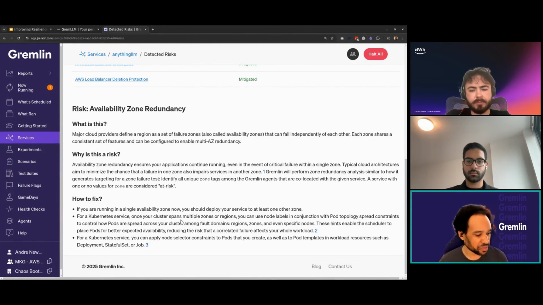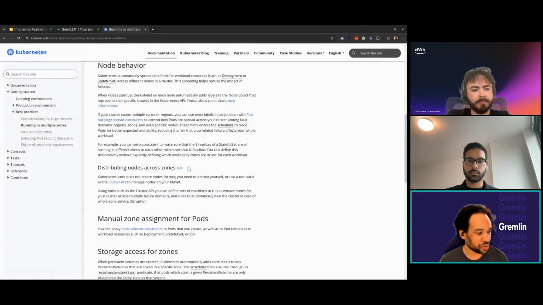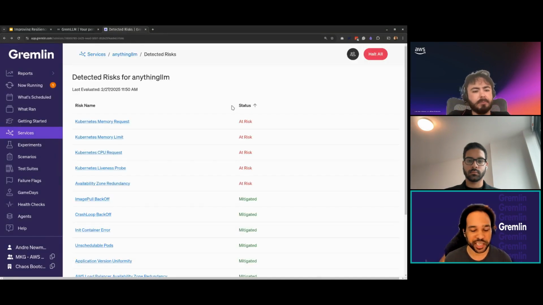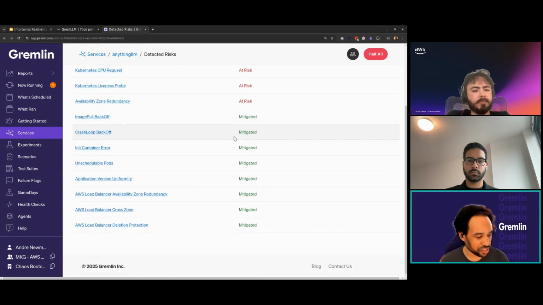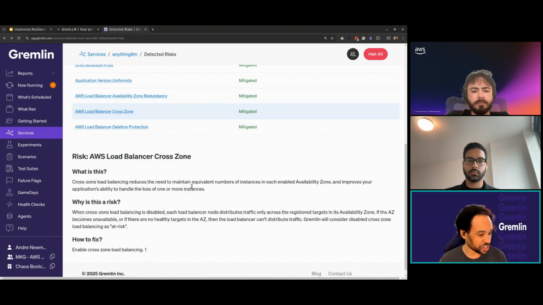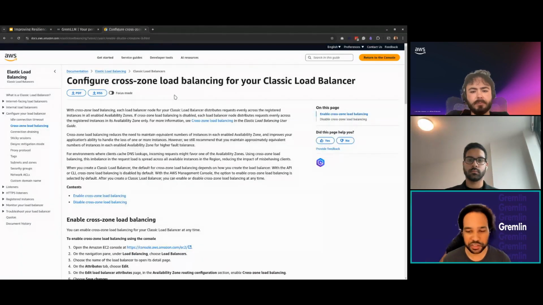And where possible, we also link back to original documentation. So a lot of these will link back to AWS's, in this case, it's the Kubernetes, so it links to Kubernetes docs. The original documentation, you can go straight to the source and understand what it means and how it works and how we're checking for it. So like in this case, load balancer AZ redundancy, cross-zone redundancy. Just click on the links and you're taken right to AWS's docs.